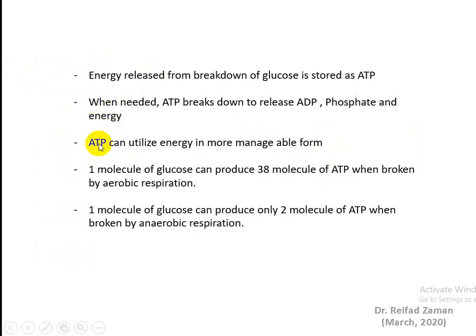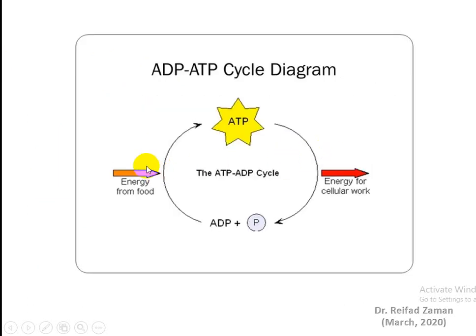So this is why we are using ATP, and ATP can utilize energy in a more manageable form. So the lesson here is that the energy from the food is first converted into ATP, and this ATP is broken down to release the energy for cellular work. ATP gets converted into ADP and phosphate, and next time when we respire again, with that energy this ADP and phosphate combine and we make new ATP and store it.